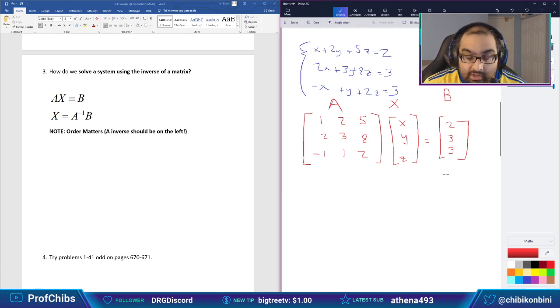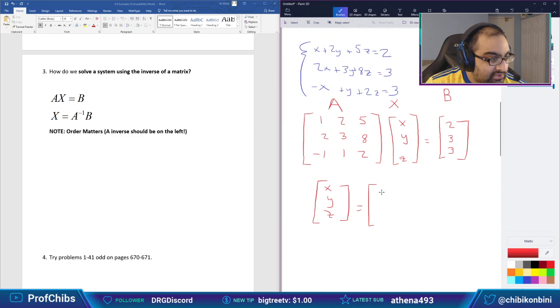So if we're going to solve for x, y, and z here, all we're going to do is take the inverse of A on both sides. So we're going to have x, y, and z, and that should equal whatever this matrix inversed, times 2, 3, 3.